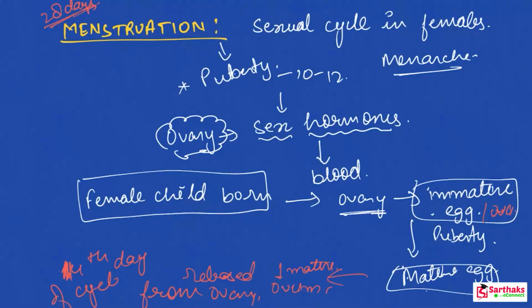Okay, let me draw a diagram for you. This is the uterus. This is the cervical canal, and here is the vagina. Okay, got it? And this is the uterus. So here is the fallopian tube, and here is the ovary. Clear? So what happened now?